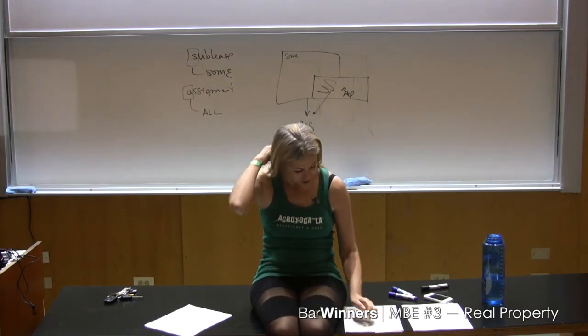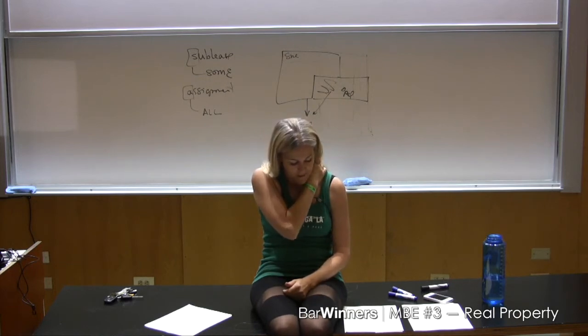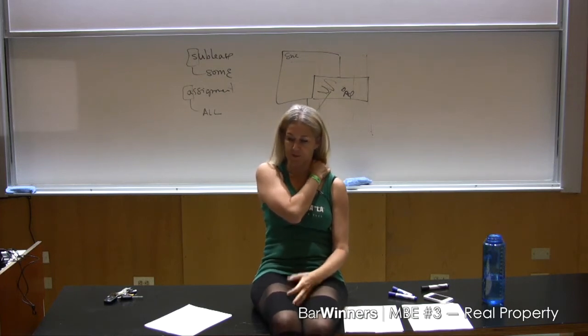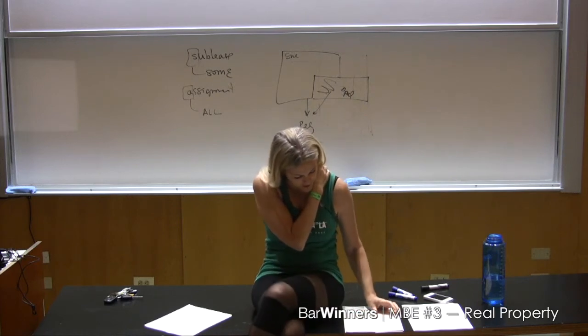Requirements for adverse possession and easements by prescription. They are very similar. Adverse possession gives you title. The easement by prescription does not. But other than that, they're very similar. One is ownership, one is a use right. And their requirements are pretty similar.